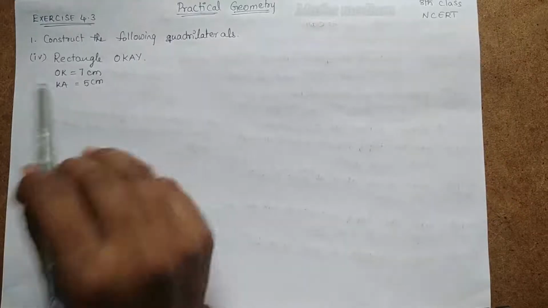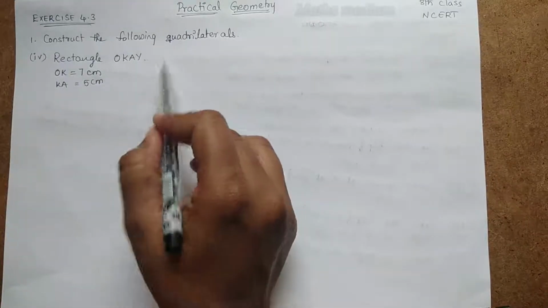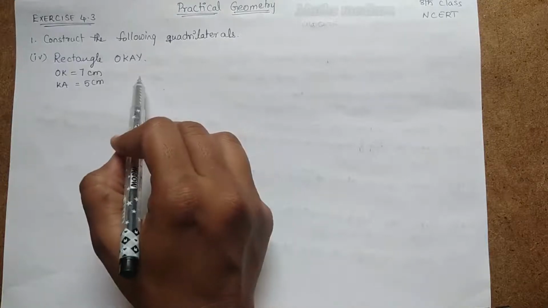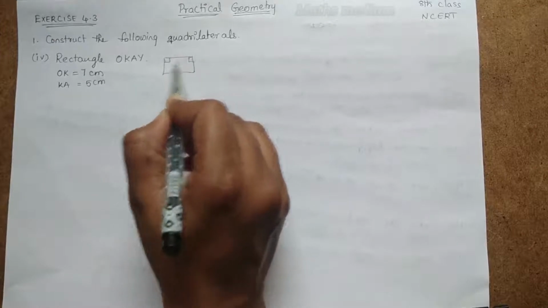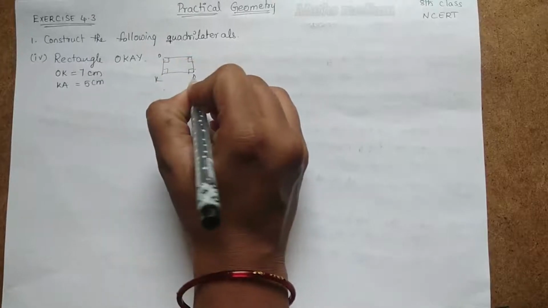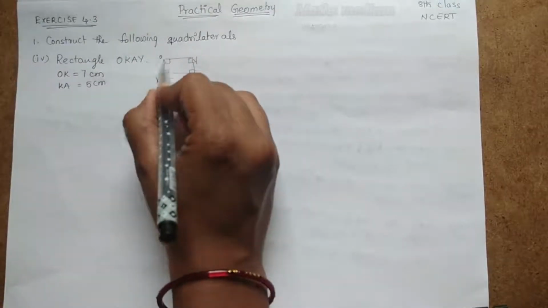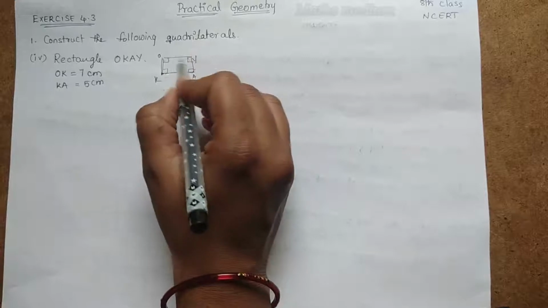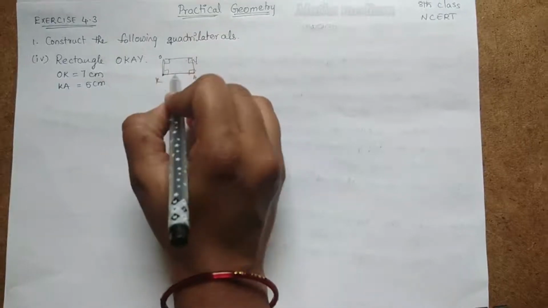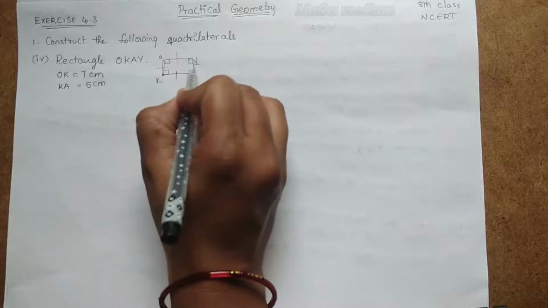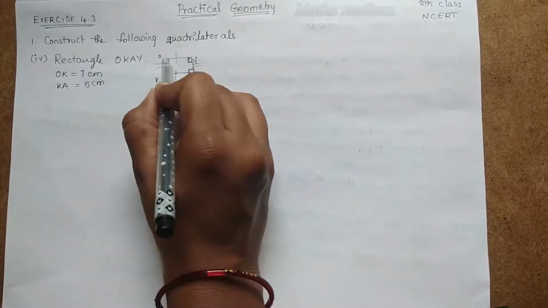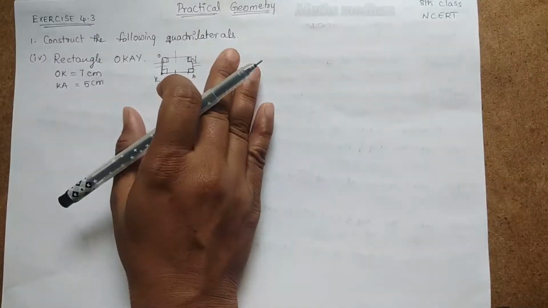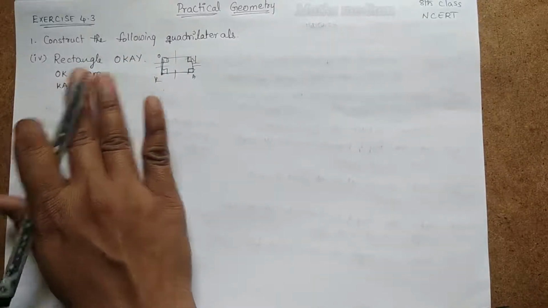We know the property of a rectangle. In a rectangle, opposite sides are equal, and we have four right angles at the corners. So here we have OK and KA, but we don't have the other two lines. But in a rectangle, opposite sides are equal to each other, and we also have four right angles. By using these properties we can construct rectangle OKAY.